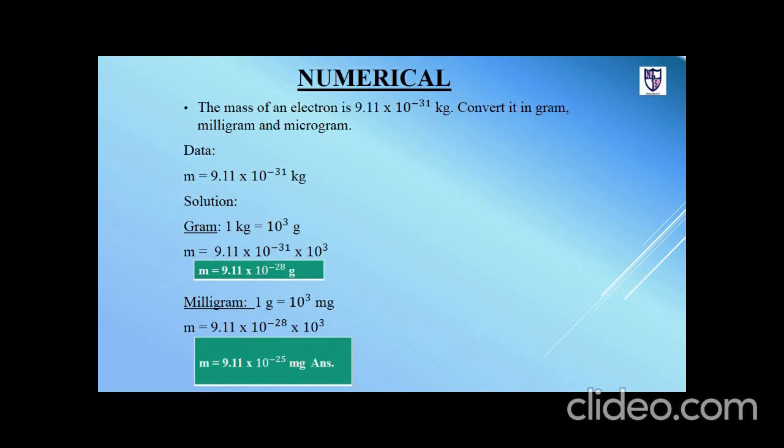Here the powers are minus 28 and plus 3. So minus 28 plus 3 will be minus plus is equal to minus. 28 minus 3 is equal to 25. It will be minus 25 because 28 is greater with negative sign. 9.11 exponent minus 25 milligram is the required answer.